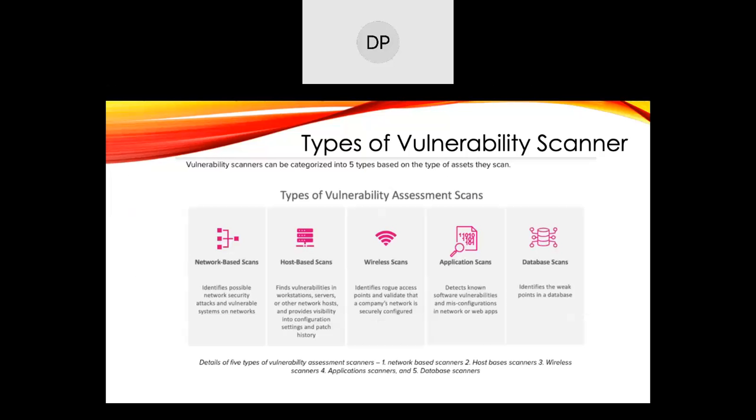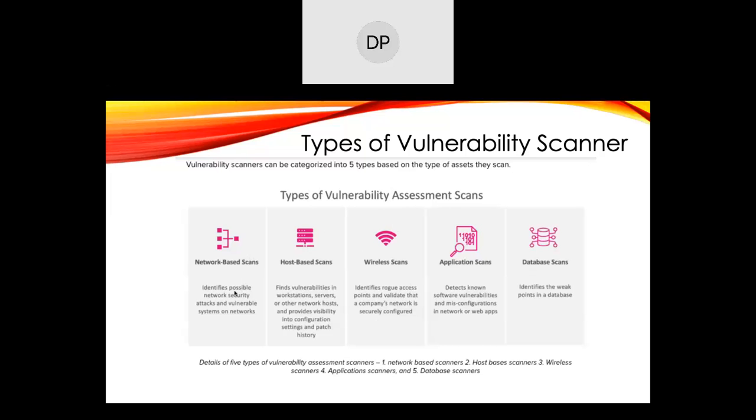And these are five basic types of vulnerability scanners. First is called network-based scanners. Second is called host-based scanners. Third is called wireless scanners. Fourth is called application scanners. And fifth is called database scanners.